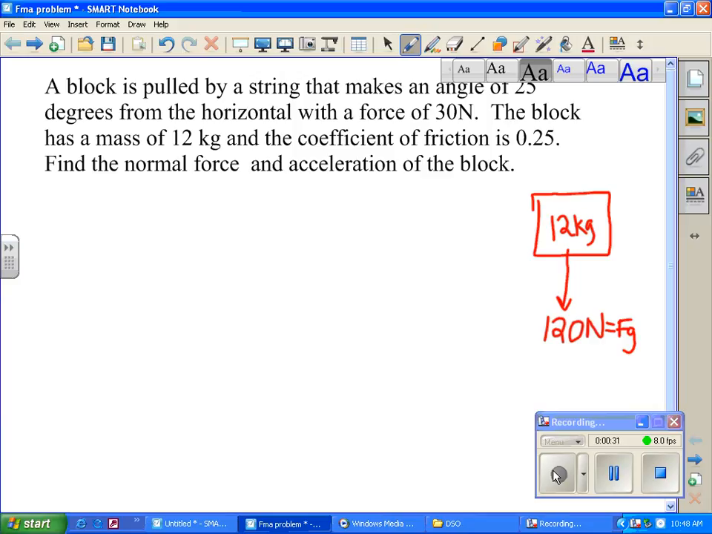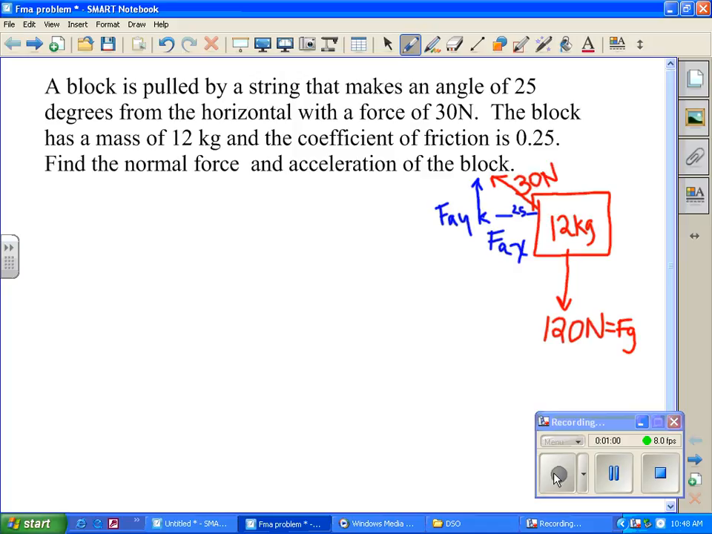Careful, because this is pulled at an angle. Diagonal, I'm just going to put it this way because I have a little more room. Okay, and I'm actually going to switch colors here because we have an applied in the X and applied in the Y. And this is 25 degrees here. I'm going to label my force here, 35, or right, 30 newtons? 30 newtons. Force.